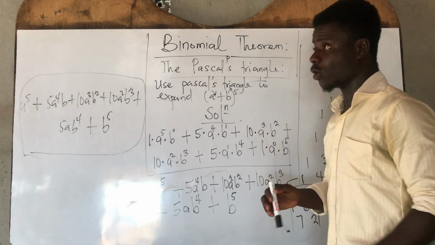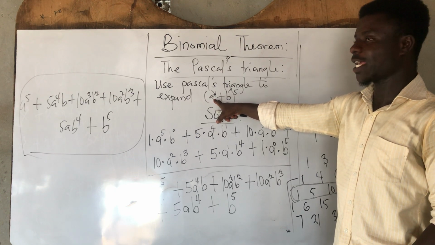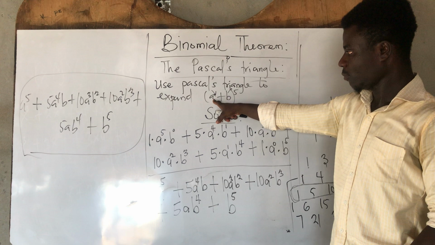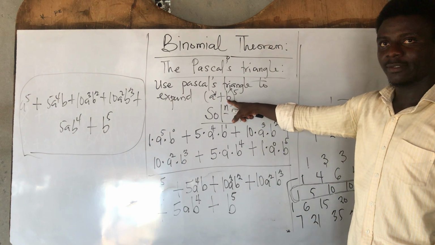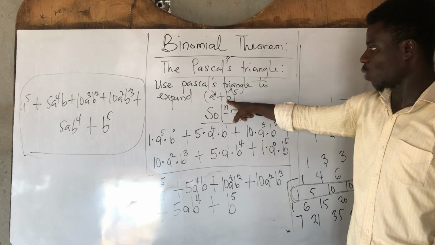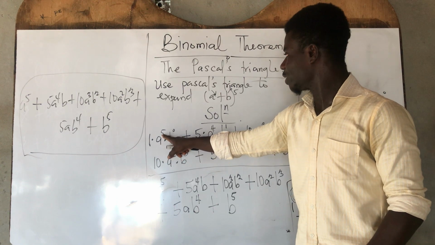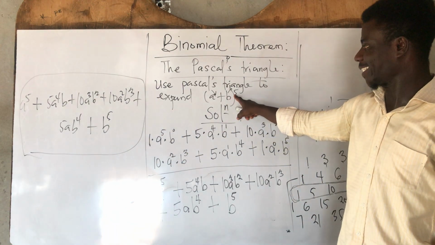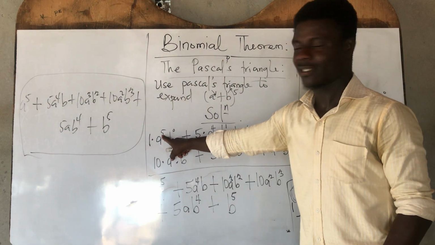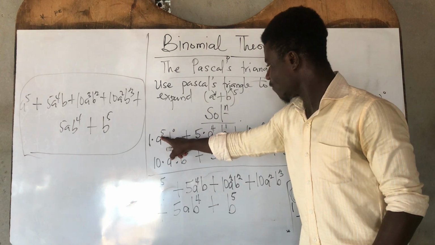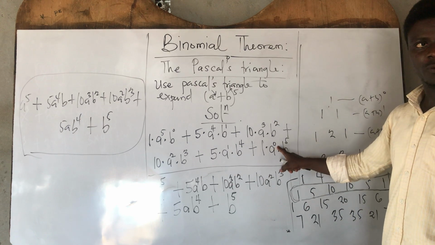Because I said that the first variable, the term inside this bracket, will decrease, and the second term inside the bracket for this expression will increase. Because a is decreasing, you start from the highest power. So if this was 6, here would be 6. But here it is 5. So you start with 5, then 4, then 3, then 2, then 1, then 0.